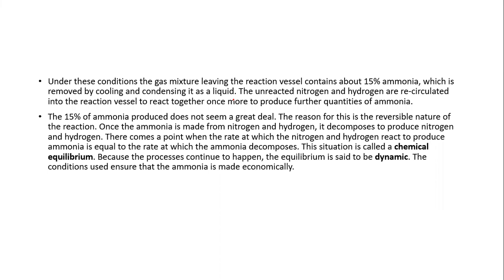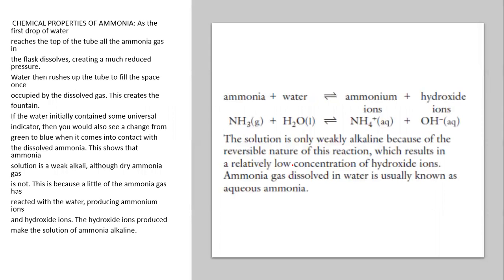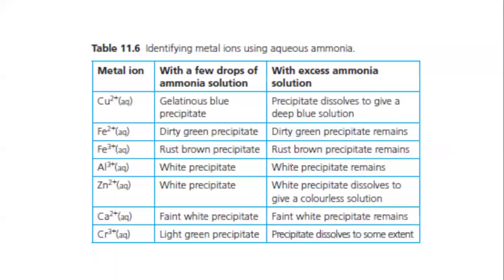Okay. So how much ammonia do we get? We generally get around 15% ammonia from the entire mixture. And as you know, since this is a reversible reaction, there will be dynamic equilibrium, and the conditions for dynamic equilibrium are pretty much going to be the same. Now, when we talk about ammonia, let's quickly go over the properties of ammonia, because we have discussed it, and how you will test for ammonia, because that is important.